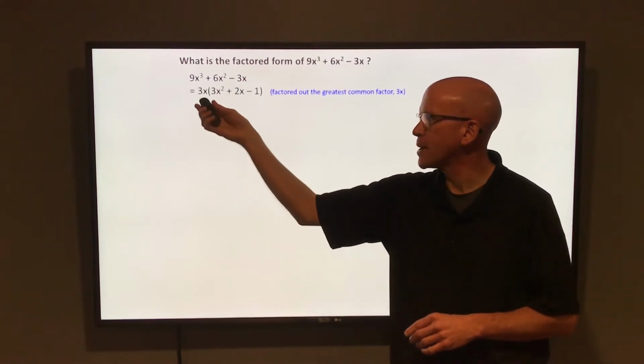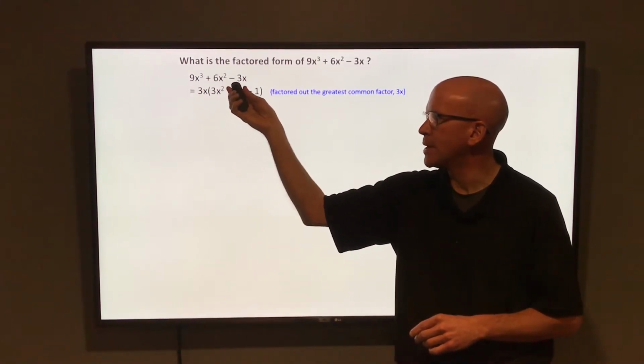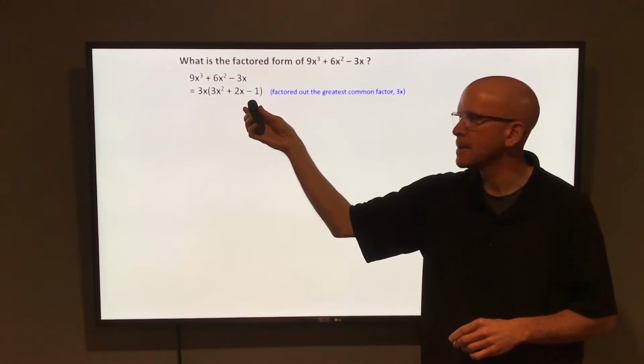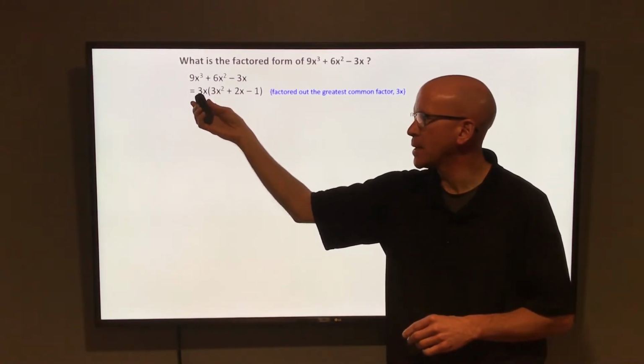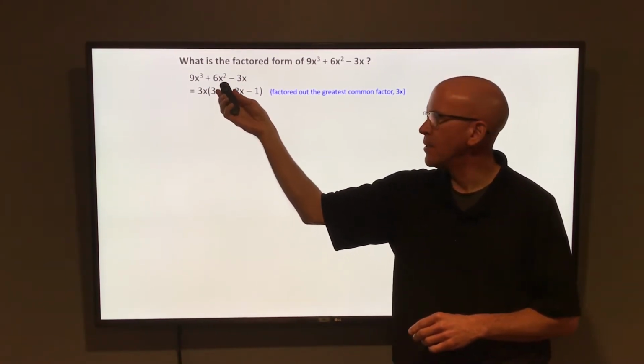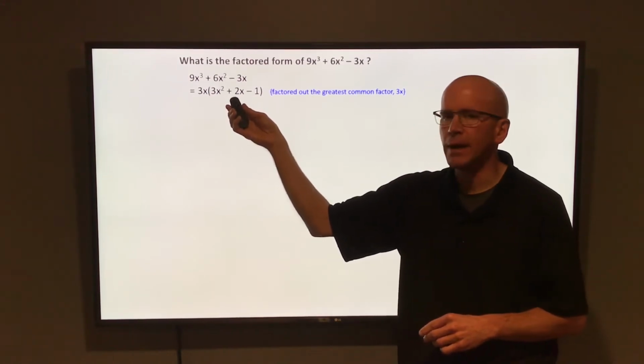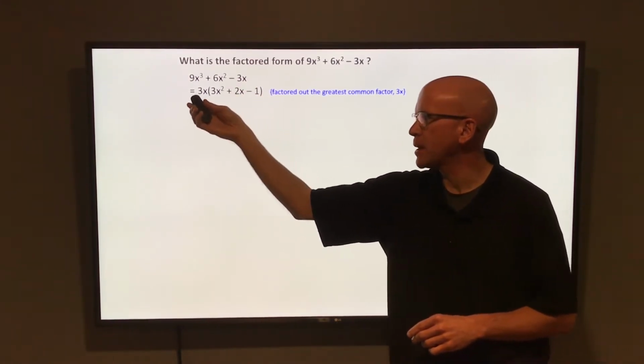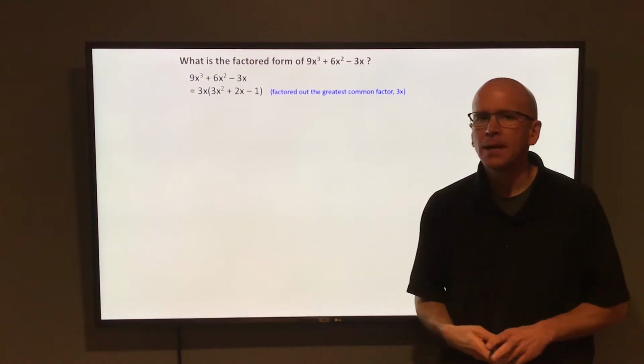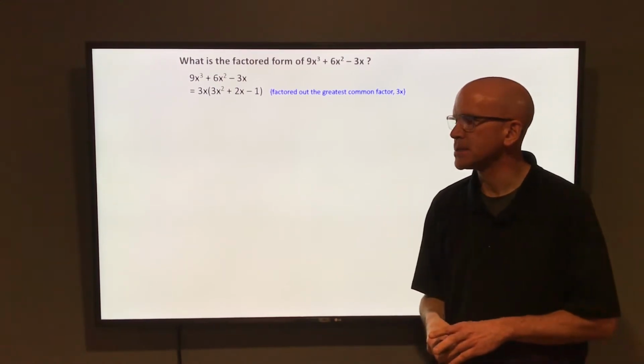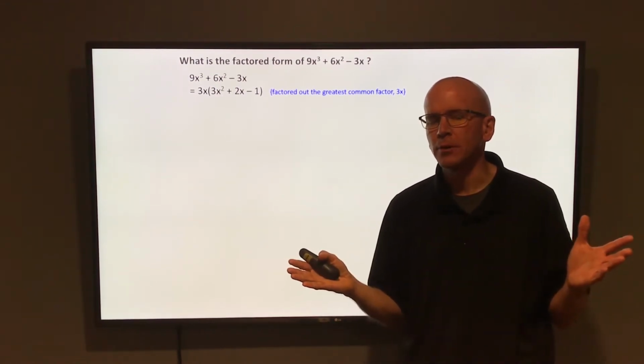I'm going to factor 3x out, divide each term by 3x, and that's what goes inside the parentheses. So if you divide 9x to the third by 3x, it'd be 3x squared. Divide 6x squared by 3x, it'd be 2x. And if you divide negative 3x by 3x, that is negative 1. Now take a second look at those set of parentheses. Will it factor into two binomials?